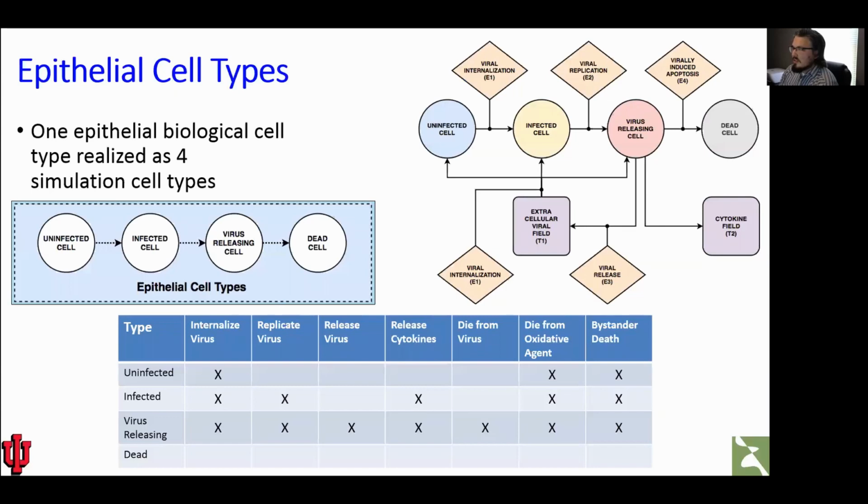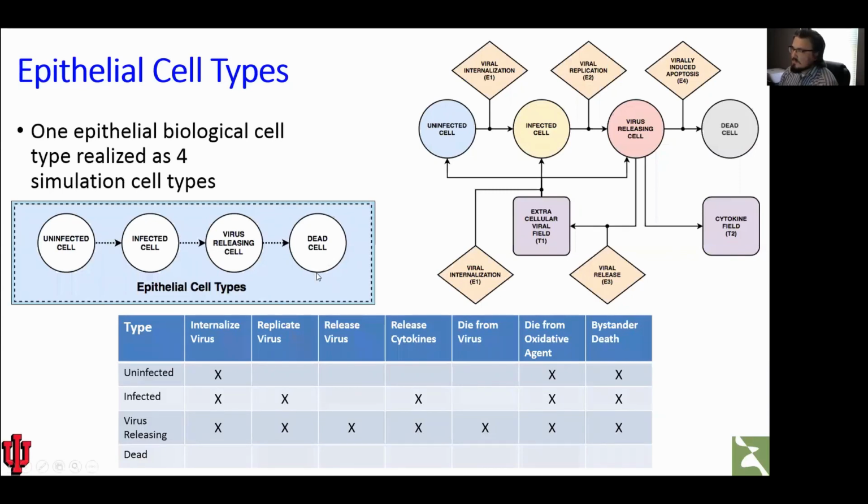So with our epithelial cell class, we have 4 epithelial cell types. Now, these are not biological cell types, but rather we use cell types to describe the various states of infection of a particular epithelial cell. So we have 4 stages: cells that are uninfected, epithelial cells that have been infected but are not releasing virus into the extracellular space. Then afterwards, there are virus-releasing epithelial cells that are releasing virus, and then the terminal state of being dead.